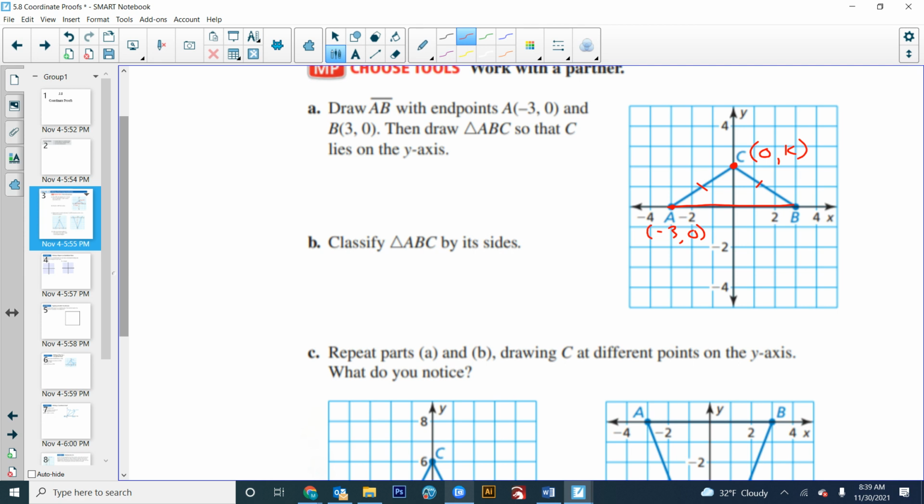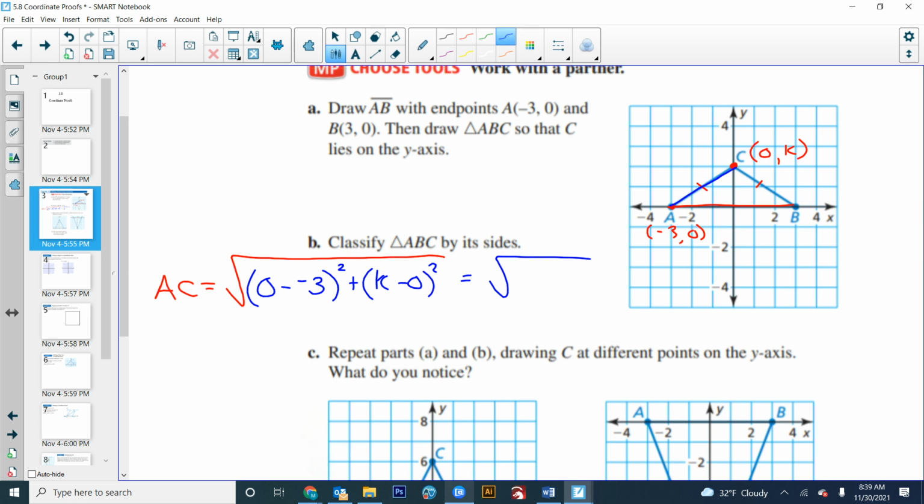So I said it's isosceles, but I don't know that we should just trust that. Let's show it. So A to C, distance formula. Ready? AC. We'll do it in blue. 0 minus -3 squared plus K minus 0 squared. Make sense? 3 squared, 9. 9 plus K squared. Do you agree? 9 plus K squared.